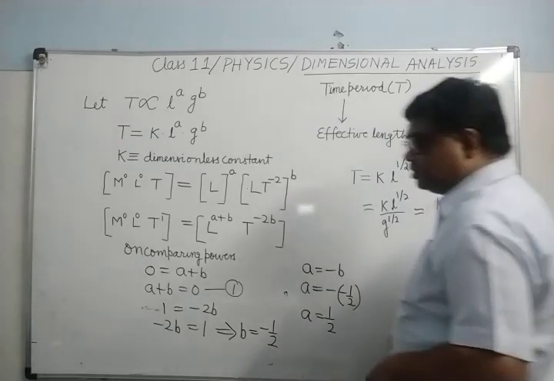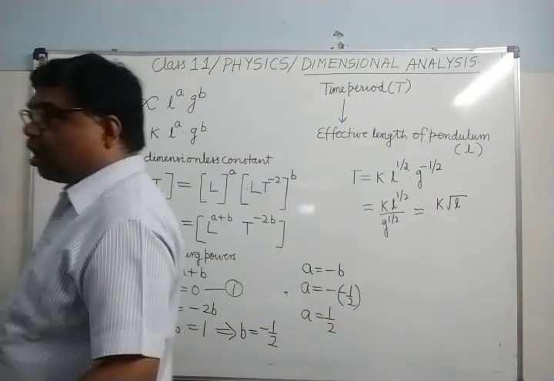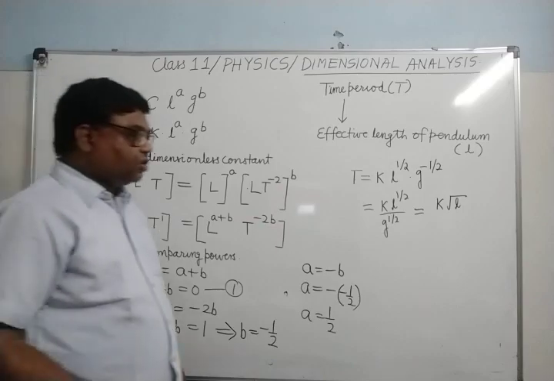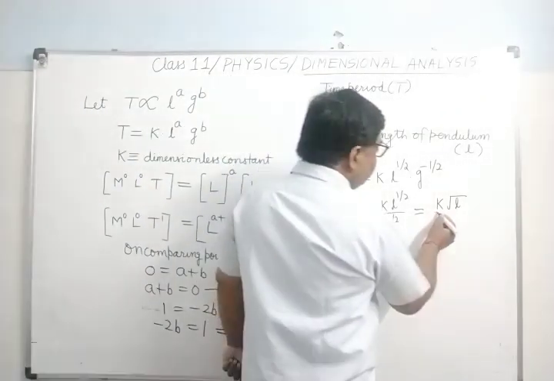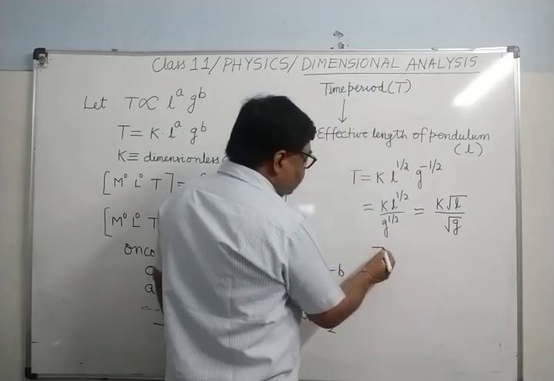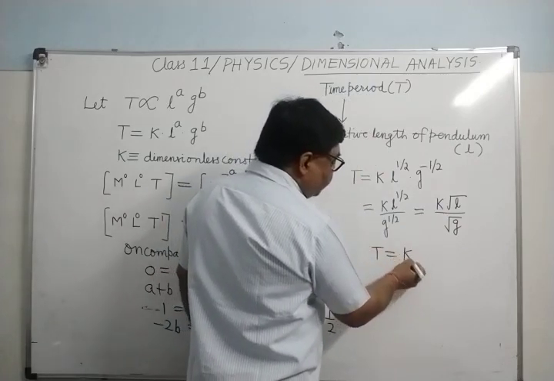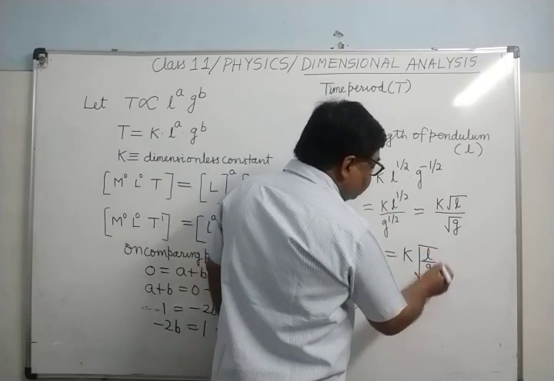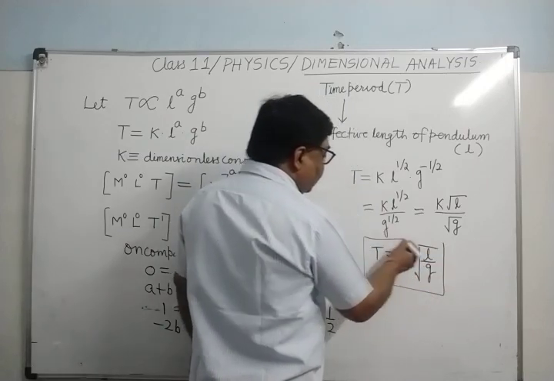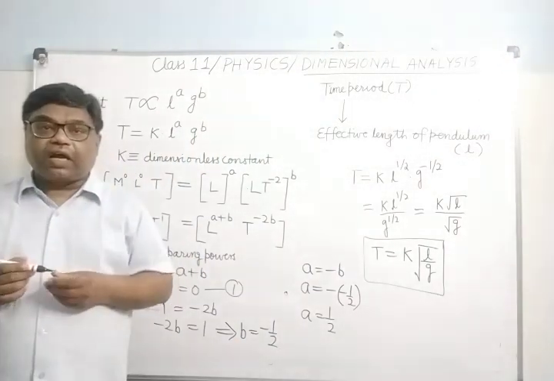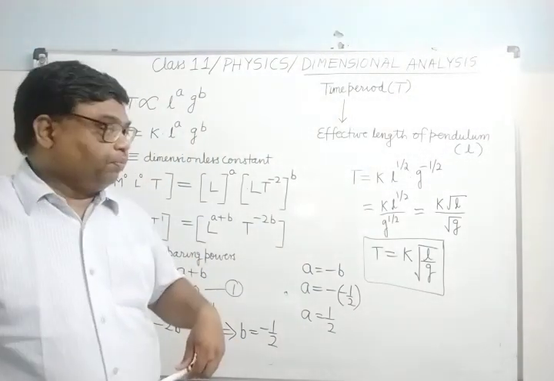Power half means square root. Power 1 by 3 means cube root. So it will be equal to K root L divided by root g, or we can write T equals K root of L upon g. This is the formula of time period of simple pendulum.